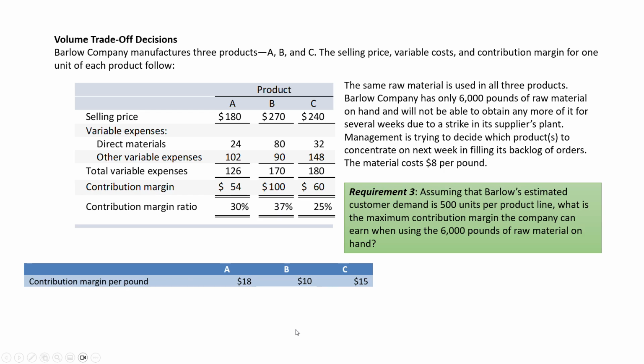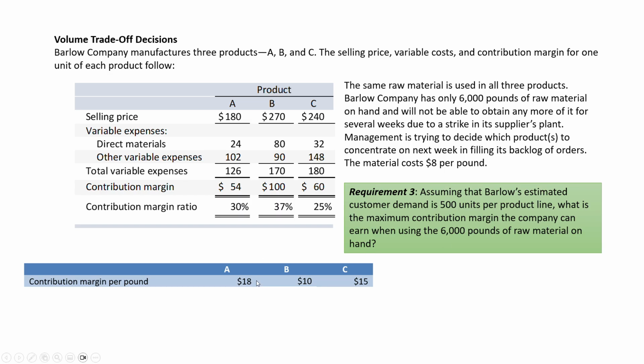Now I'm going to shift gears. What if it's a little bit more realistic of what we would face in the real world, and there is a limit to demand? Still 6,000 pounds, but the limit to demand is 500 units per product line. So now that's going to make it a little bit more challenging.